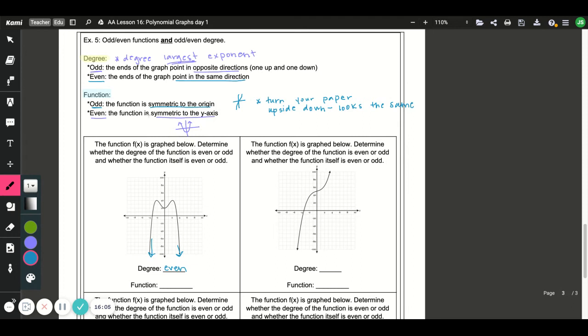It is even if it's symmetric to the y-axis. So if I fold this piece of paper in half, right down the middle on that y-axis, would it match? Would it be the same on both sides? Yes. So this function is even. So the degree is even. Also, the function is even.